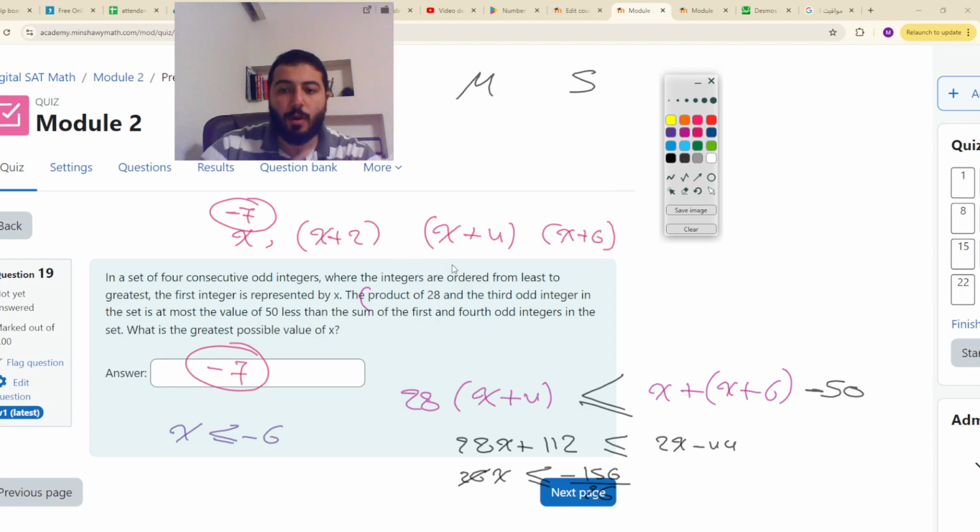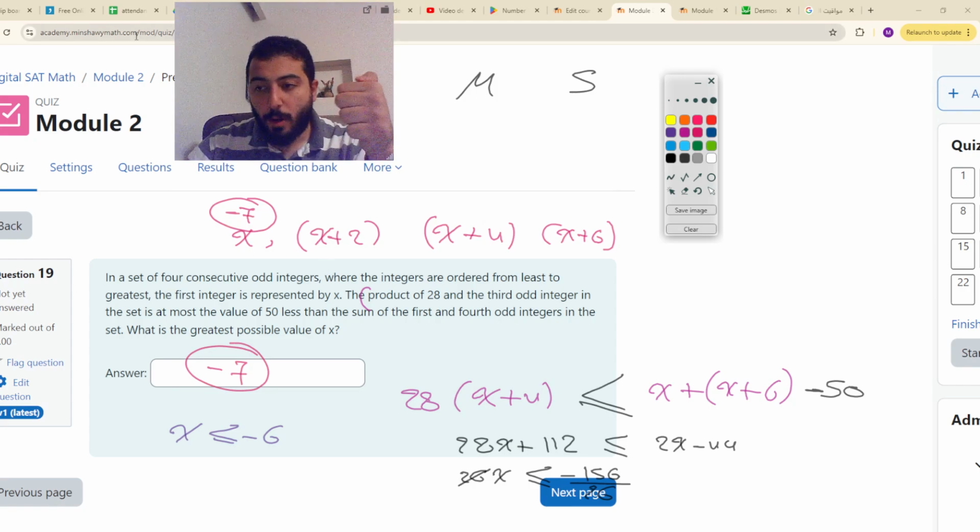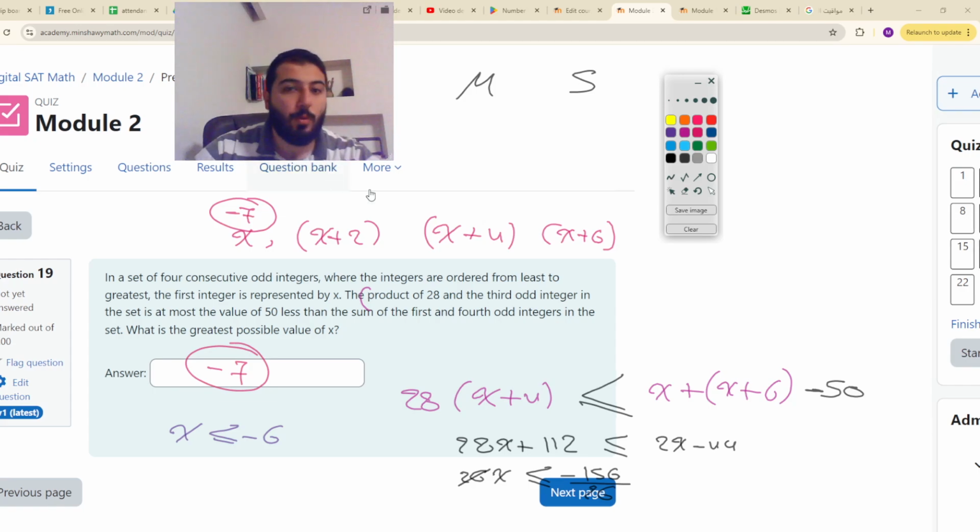Okay, so this is from 2 lessons. The first one is the word problems of expressions and equations, not even the equation manipulations, and also the inequalities. 2 lessons: word problems of expressions and equations, and also inequalities.